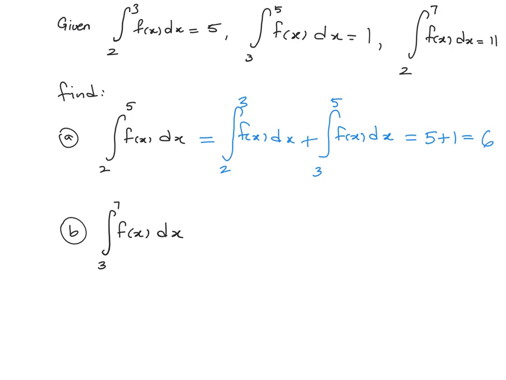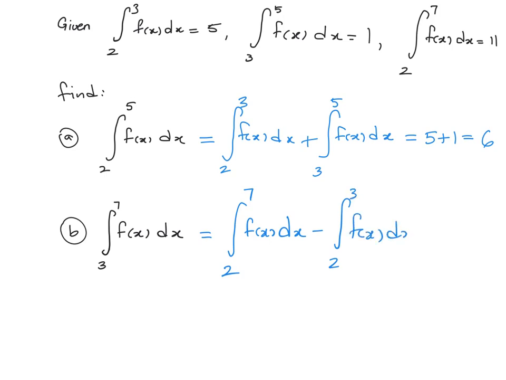So there's that answer. Now to get the integral from 3 to 7, what I would do is I would take the integral from 2 to 7 of f of x dx, and I would subtract the integral from 2 to 3 of f of x dx.